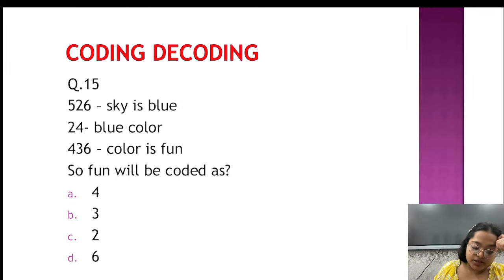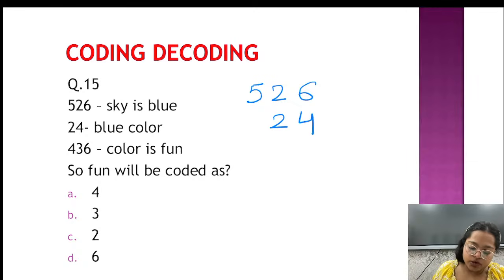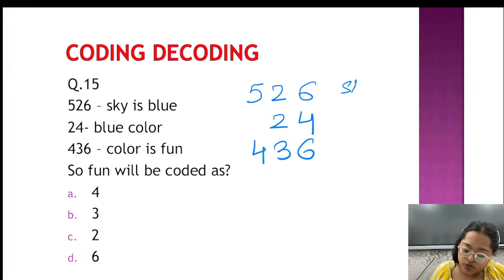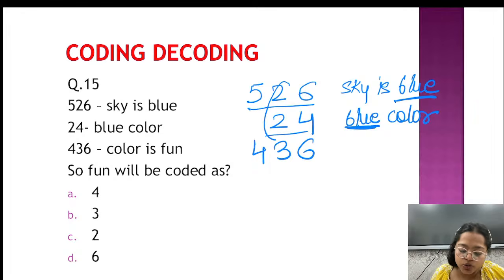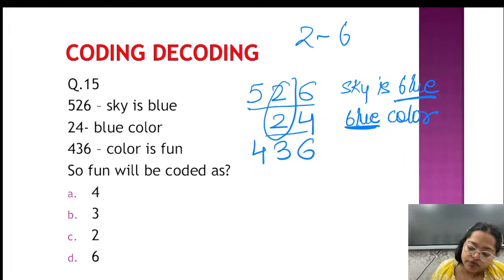Okay, now this is a very basic question. 5 2 6, sky is blue. 5 2 6. Okay, 2 4 and 4 3 6. So the sky is blue, blue color. So in these two statements, blue is common, and which number is common in these two? 2. So 2 is coded for blue.